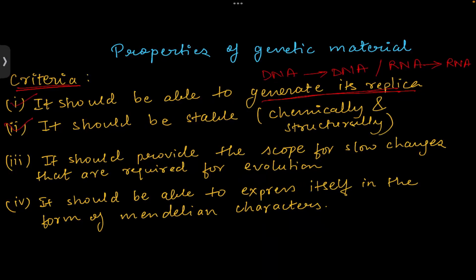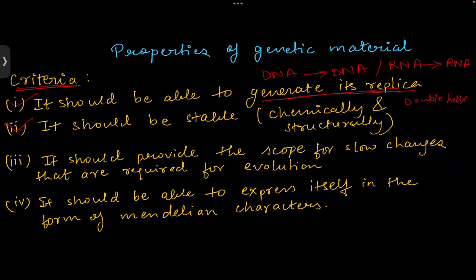The second criterion is that it should be stable in nature. What do I mean by stable? I mean the chemical structure as well as the physical structure. So when we look at this particular point, we can now make a quick distinction why DNA should be preferred over RNA. If you recall from my first class, DNA is a double helical structure. So two DNA strands form the double helix, and this gives a physical, structural stability.